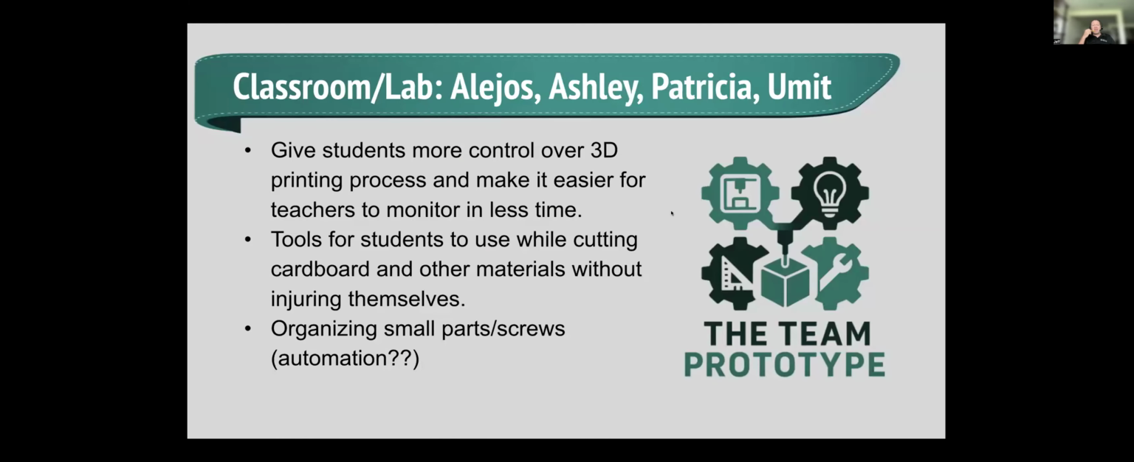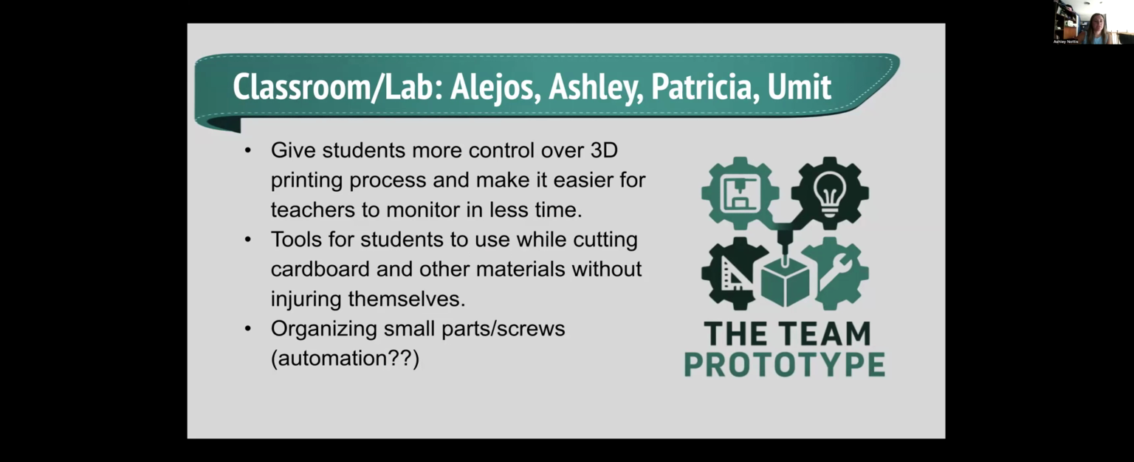All right. The classroom lab team. Oh, I like that. I like these graphics. They're coming up looking really good. Does someone want to volunteer to read off your three top ideas? I can read it. Thanks, Ashley.